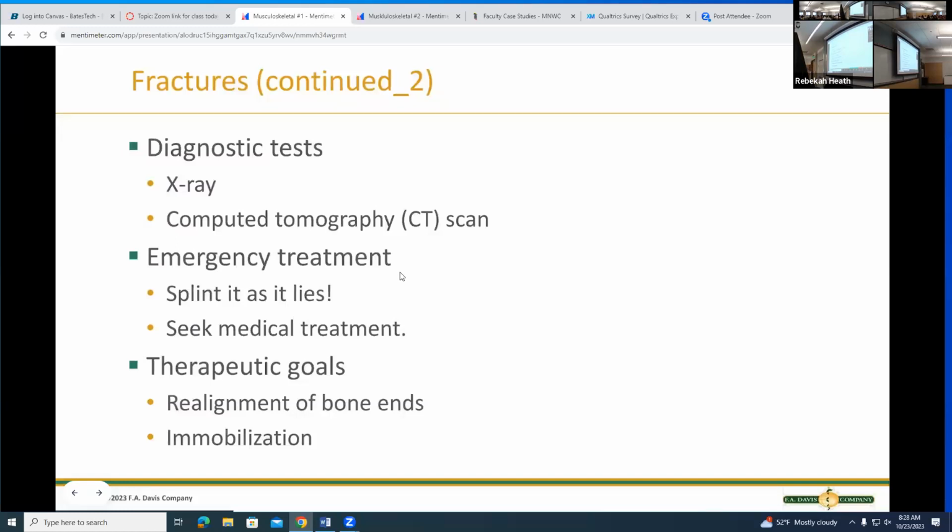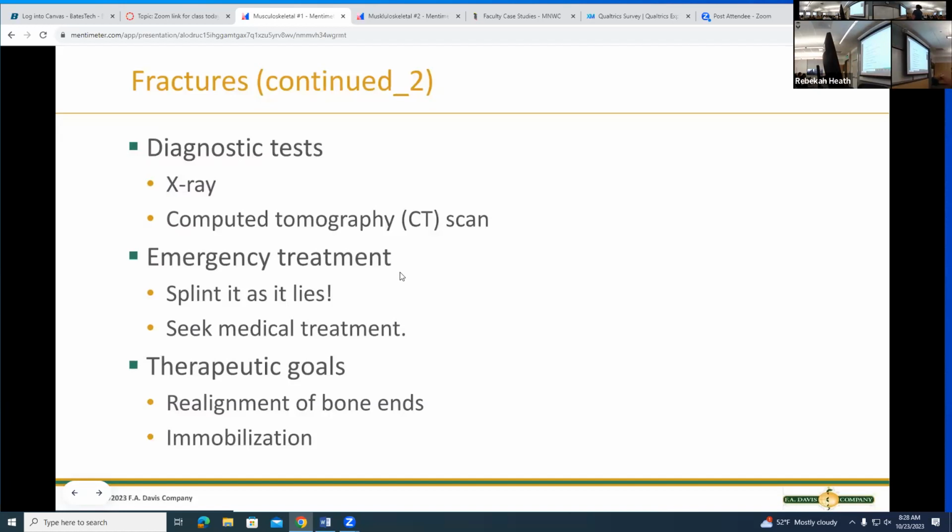So diagnostic tests. When we say diagnostic test, it almost always means an X-ray, CT scan, something like that. So we're going to do something with an X-ray image to look and see. That gives us a pretty definitive diagnosis to know if something is broken.